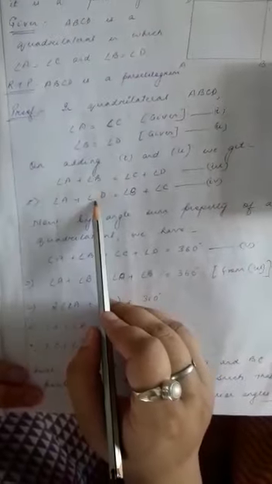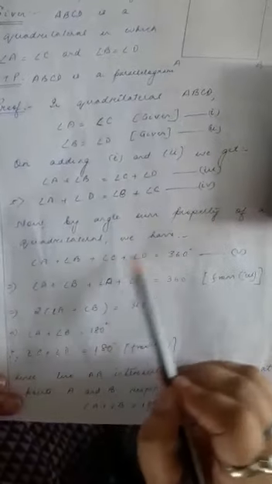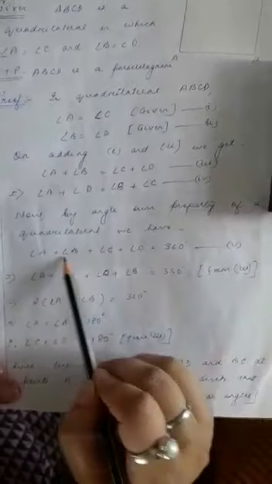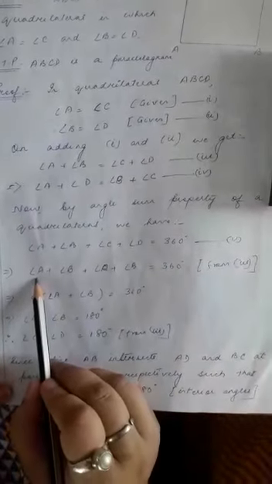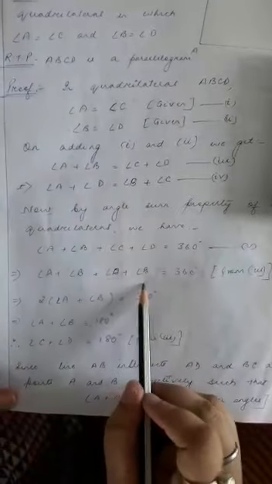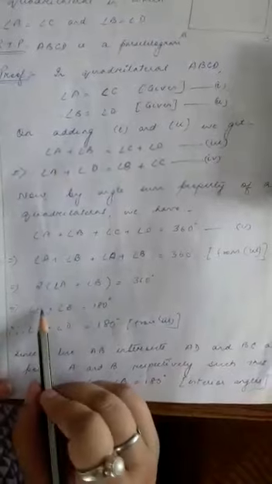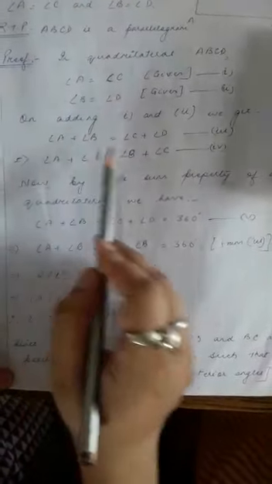Now from equation 2 we can say that angle B I can write as angle D, and in place of angle D I can write angle B from equations 1 and 2. Now by the angle sum property of a quadrilateral we know that the sum of all the angles of a quadrilateral is equal to 360 degrees. So angle A plus angle B, and in place of angle C plus angle D I have written again angle A plus angle B. So angle A plus angle B will be equal to 180 degrees. If A plus B is equal to 180 degrees, then angle C and angle D will also be equal to 180 degrees.